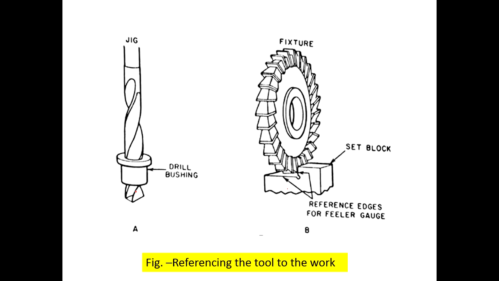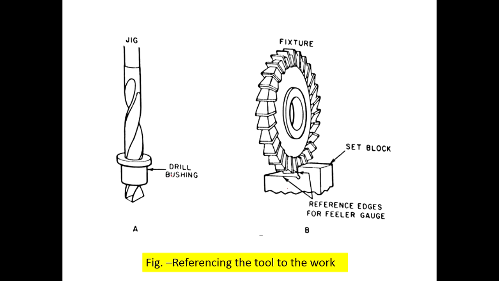So if you have the setting block in your fixture, the tool will take the reference of this setting block and directly go into the workpiece for the first cut. After the first cut you can go for the second, third and fourth one accordingly very easily. But the setting block is used only for the first work, for referencing the tool with respect to the workpiece. So this is the primary difference again between the jig and fixture.